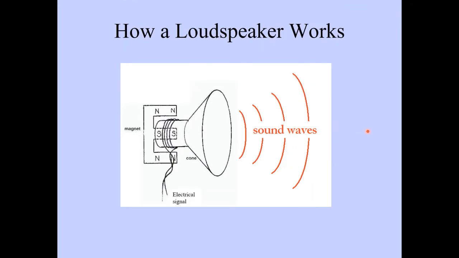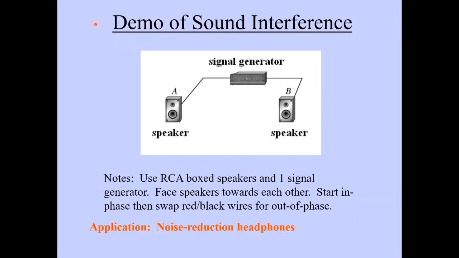We already saw in the previous chapter how the loudspeaker works. Remember, the loudspeaker has this speaker cone that vibrates back and forth and creates sound waves. So what we're going to do in this demonstration is we're going to have two speakers connected to a signal generator, and we are going to play the sound in these speakers for both in phase and out of phase. So let's watch that video right now.